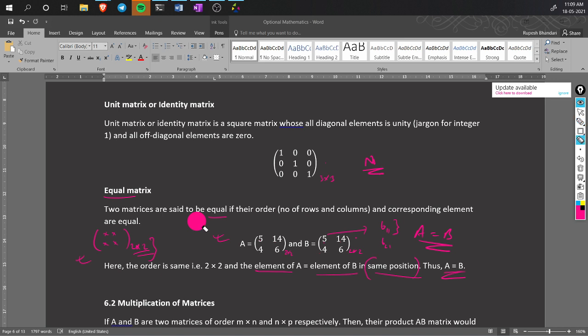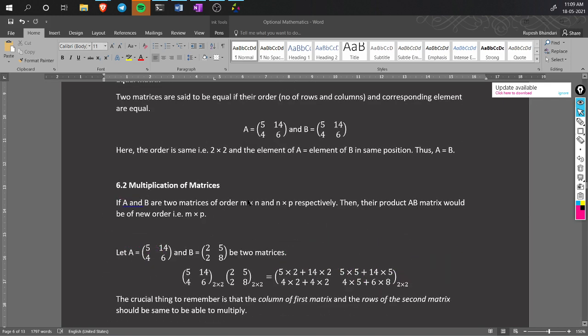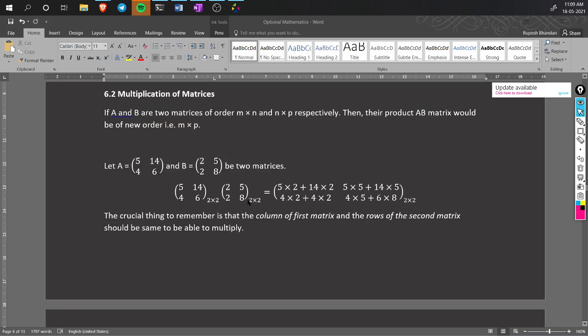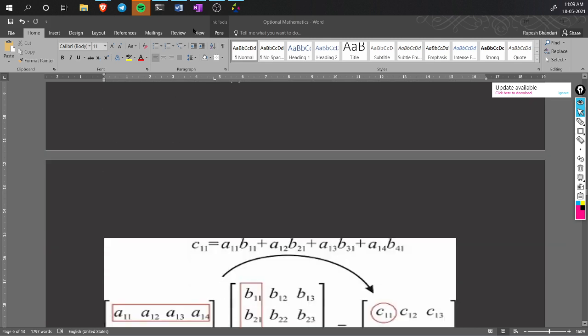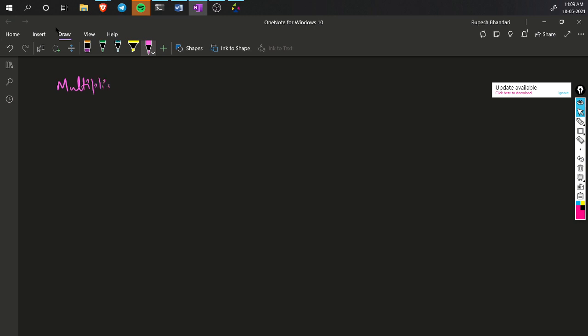The next thing that we should be looking at is multiplication of matrix. It's always a good idea to show it to you here.